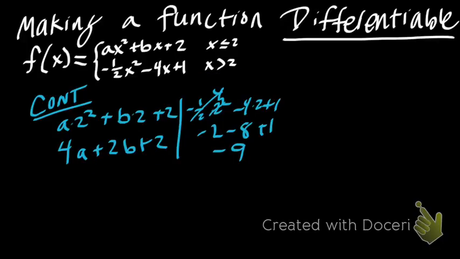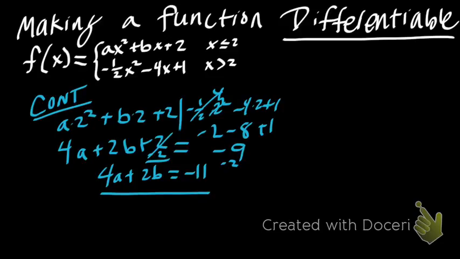So in order for it to be continuous, the left and the right have to equal each other, and so does the middle. But the middle, again, is one of the two functions anyway. So these two things need to be equal for this to be continuous. So I'm going to simplify this a bit. I'm going to have 4a plus 2b. If I take away 2 from both sides, I have 4a plus 2b equals negative 11. This relationship must be true in order to have a continuous function.